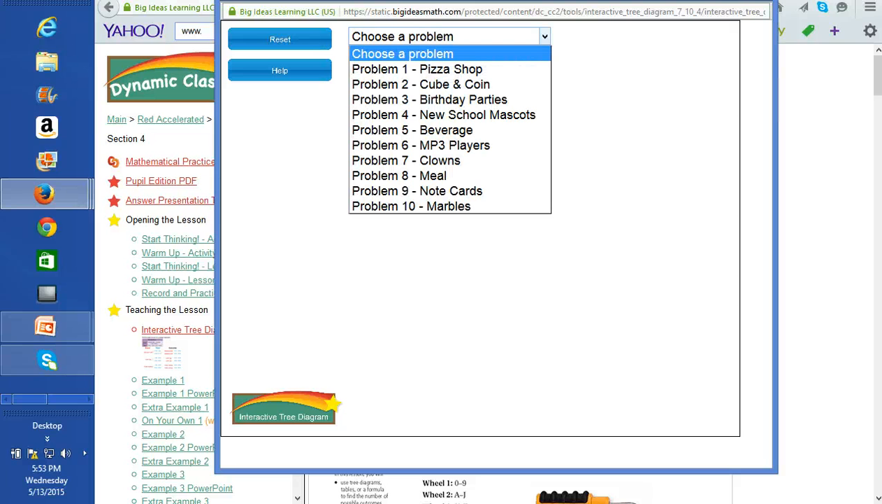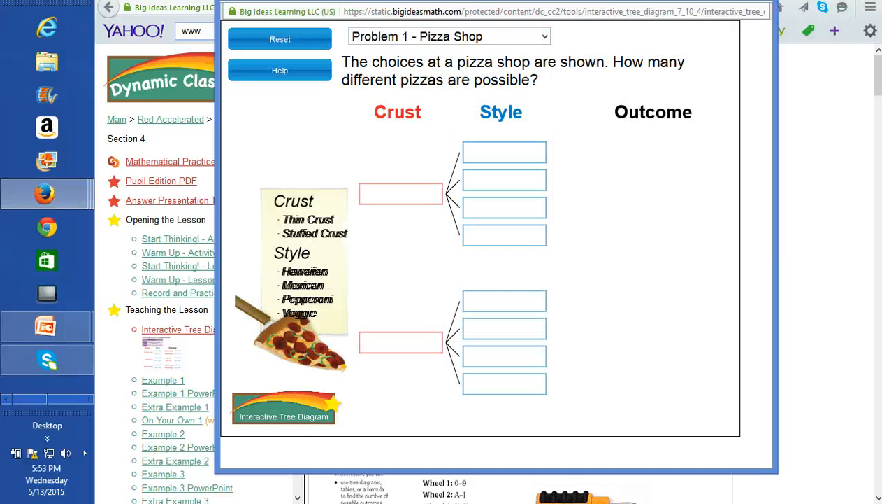Alright, so let's choose a problem. Let's do the pizza shop. Okay, so for a pizza shop, we have 2 choices for the crust. We can have a thin crust or a stuffed crust. So I'm going to bring that in here, and the stuffed crust here.